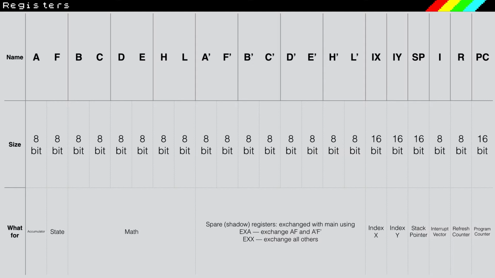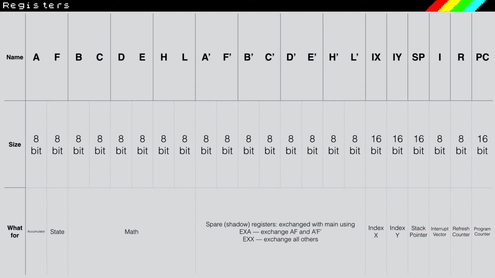Then there are 2 index registers which fit a word, that is 16 bits. They are often used for working with two-dimensional arrays. The SP register contains an address that points to the current top of the stack. I'll talk about the stack itself a bit later. The I register contains the current interrupt address. The refresh counter is used for refreshing the dynamic RAM of the ZX Spectrum, and the program counter contains the address of the currently executed command in the program you're running.